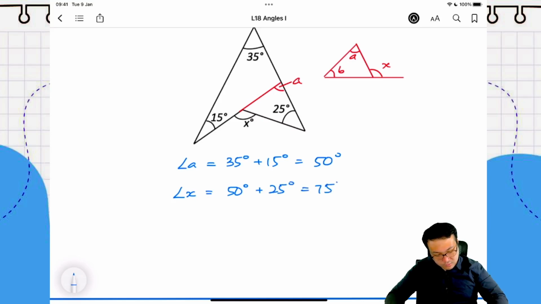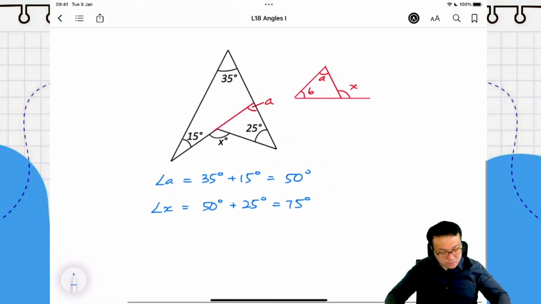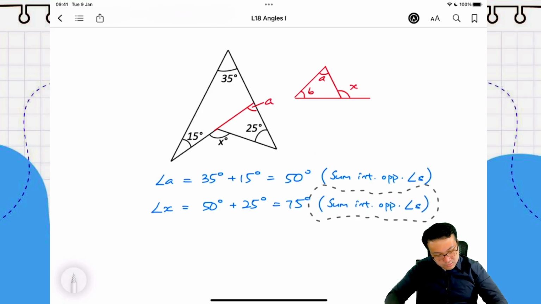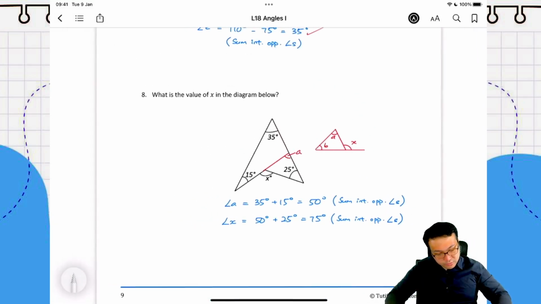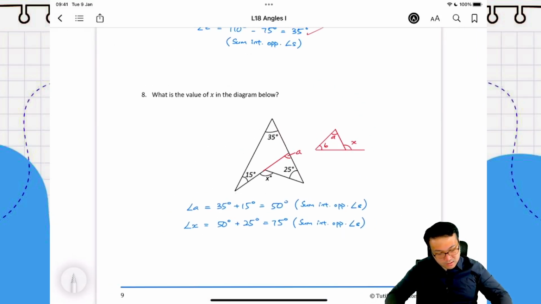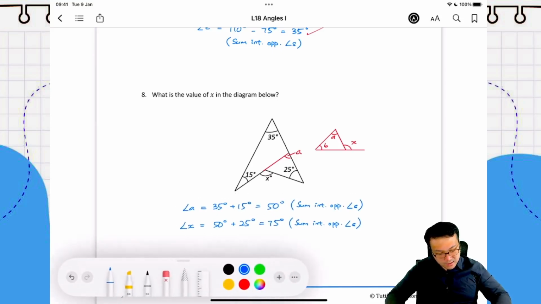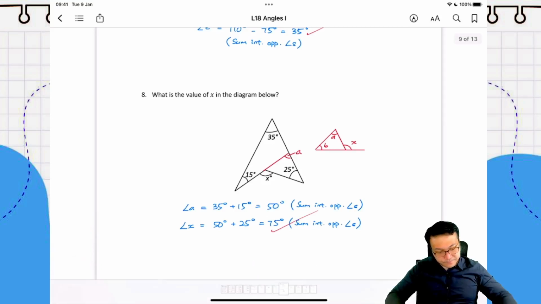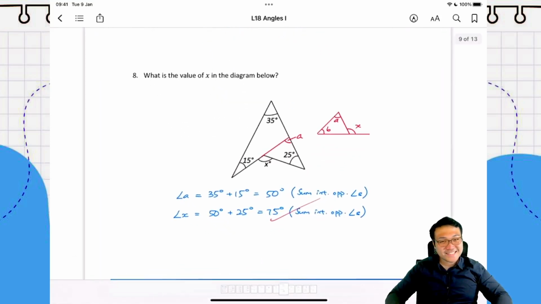There you go. And what rule did you use? We actually use the same rule, right? Sum of interior opposite angles. We use the same rule 2 times. There you go. And then I've written down my rule and I've done my workings. So it is complete. I found angle X. There you go. Any questions, students?